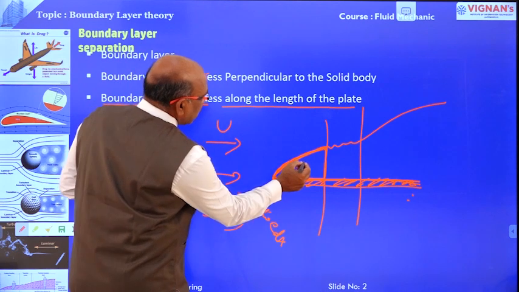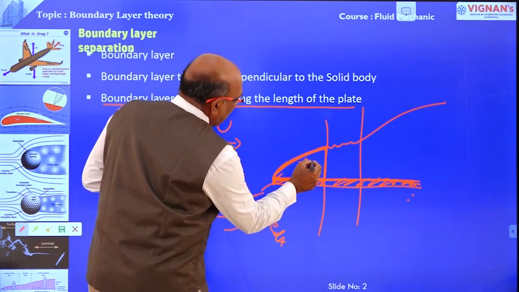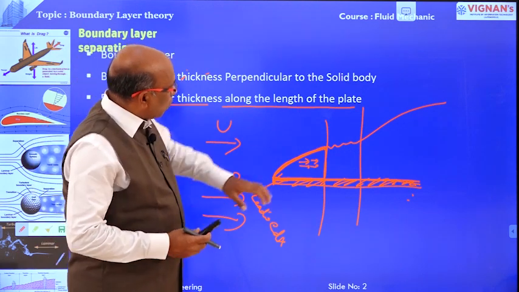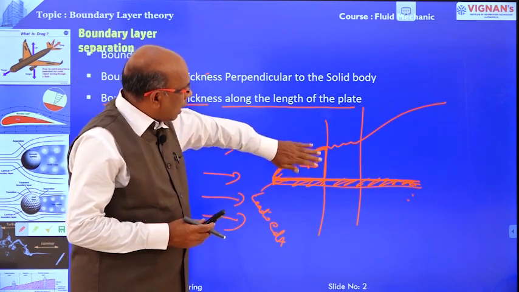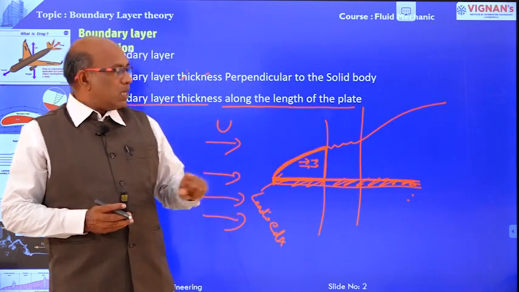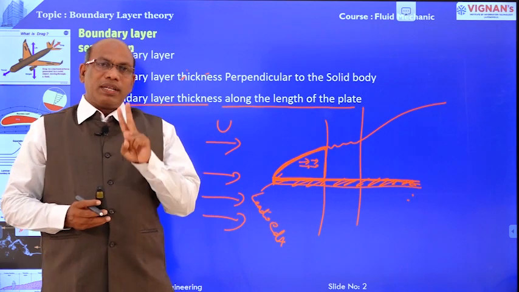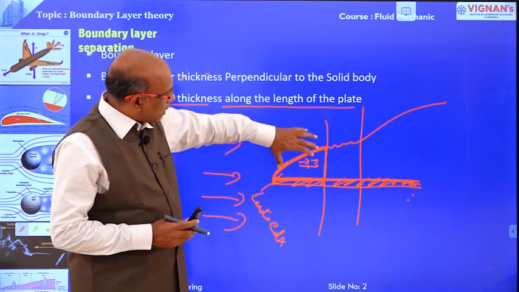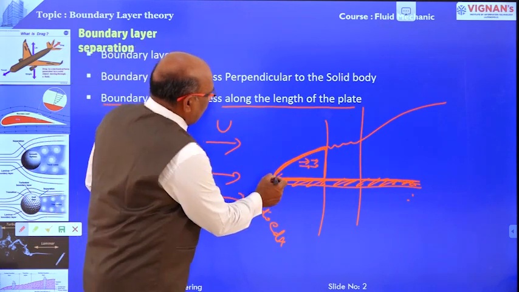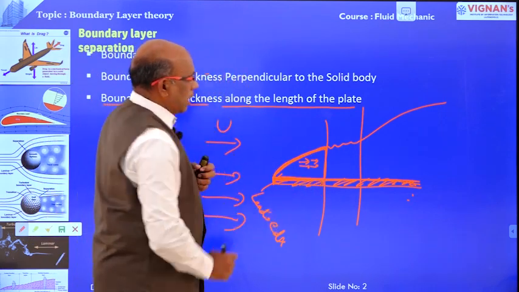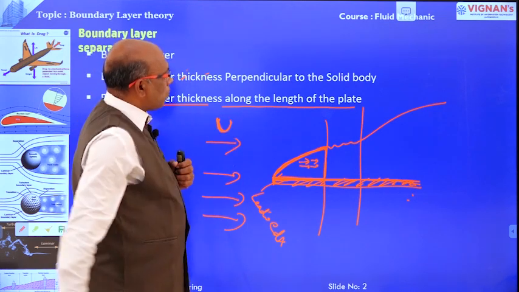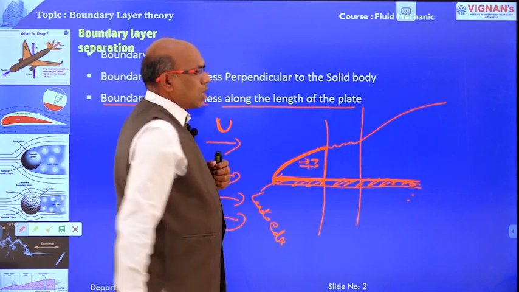The flow in this zone is laminar, therefore this zone is known as a laminar boundary layer. Laminar boundary layer means the boundary layer has very thin thickness and the flow in this zone is also laminar. Even though the main stream flow is capital U, here the flow is laminar.